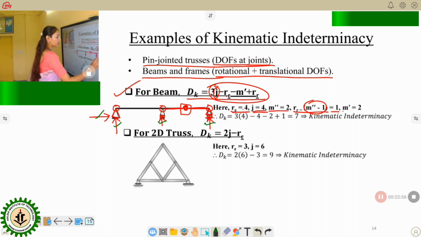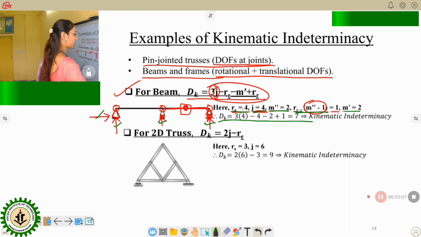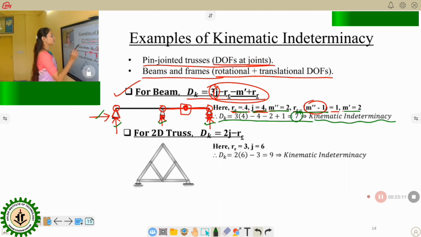Okay. Similarly, we have got re, j, m double dash, and using m double dash we got rr and m dash. So here using this formula we can directly calculate the kinematic indeterminacy of the structure, which is 7. That means there are 7 translations or rotations, that is degree of freedoms in the structure that is not solvable easily. So we have to go for higher analytical methods to solve this type of problems.